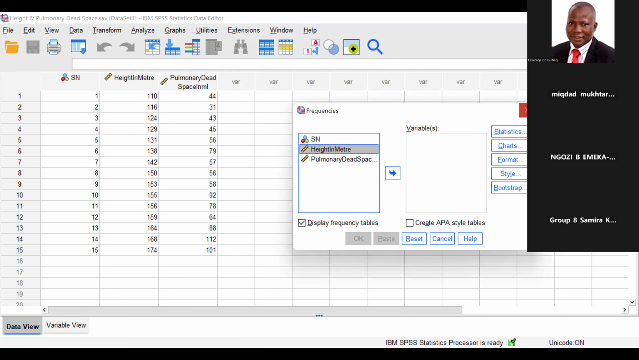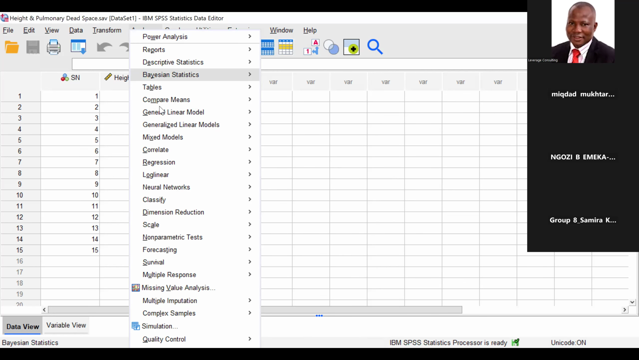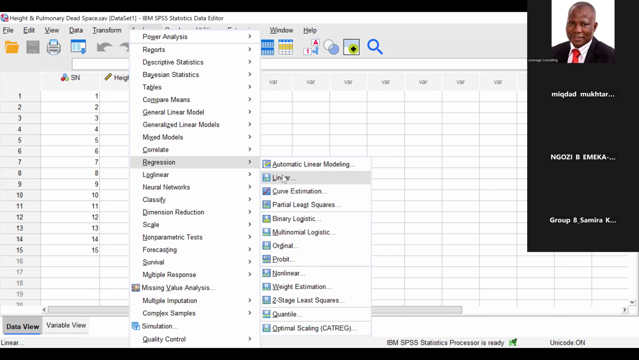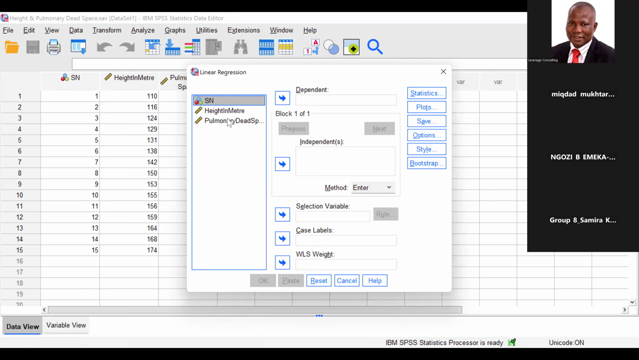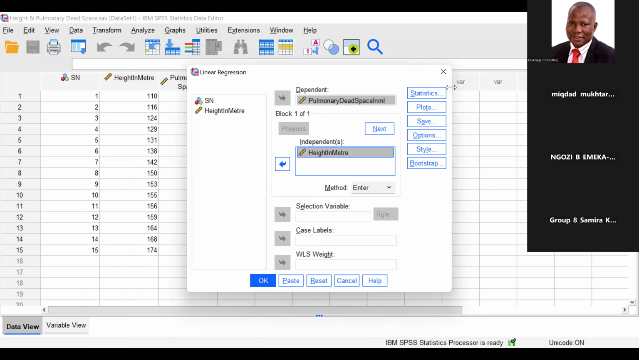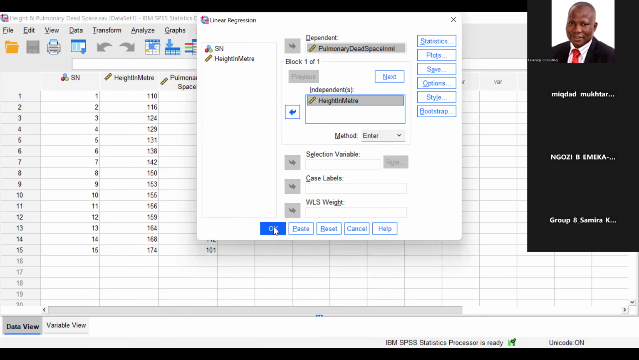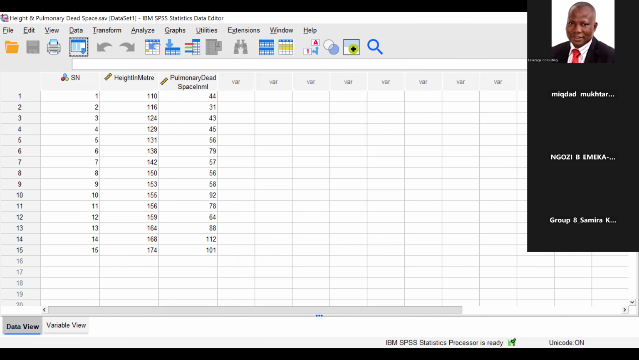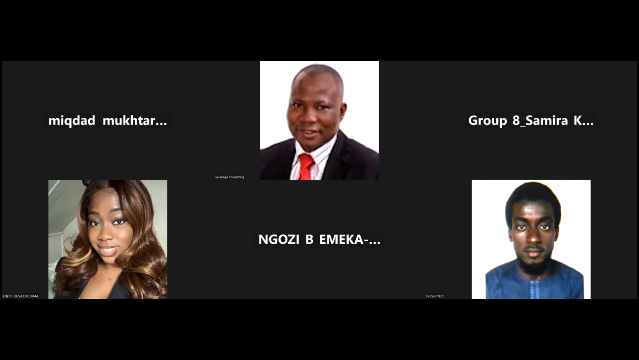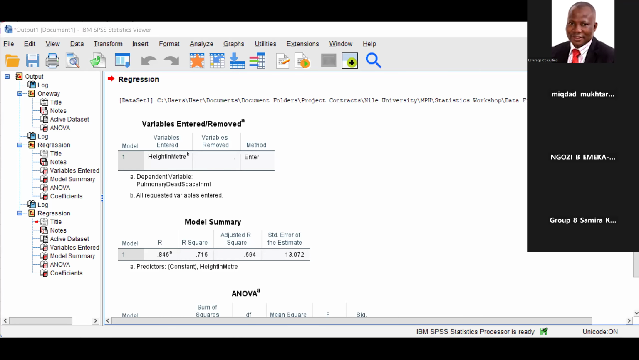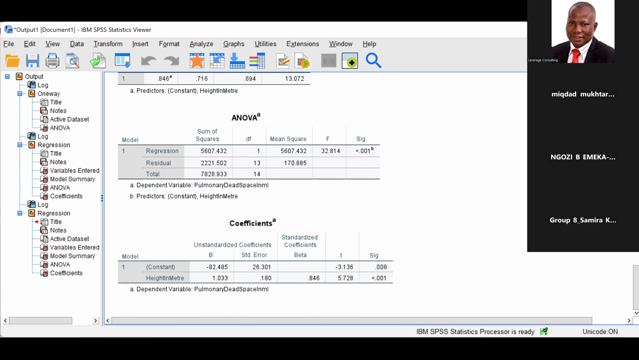I hope it's not correlation. I want to analyze linear regression. Pulmonary dead space is the dependent variable. This one is independent, the height. So let me share the output. Can you see? So now we have explained the ANOVA for that one.